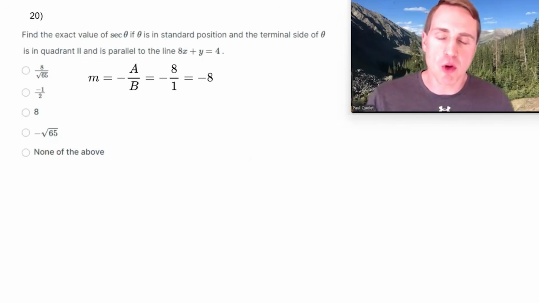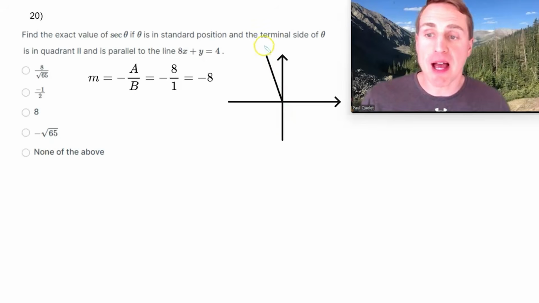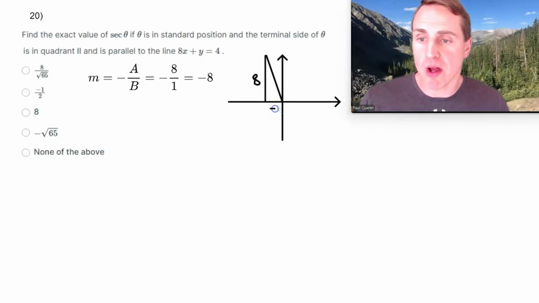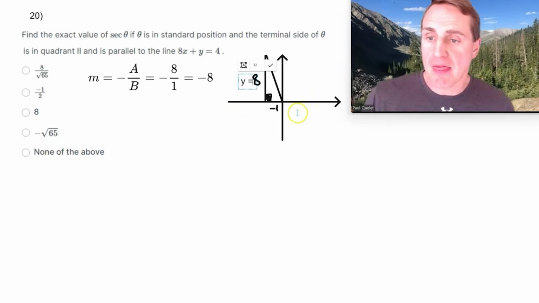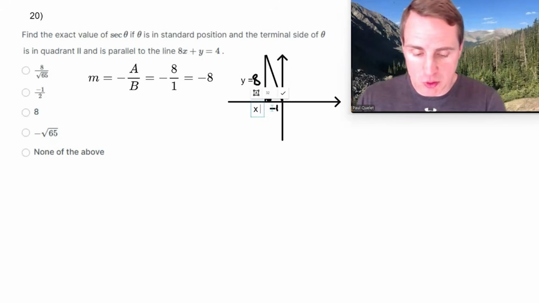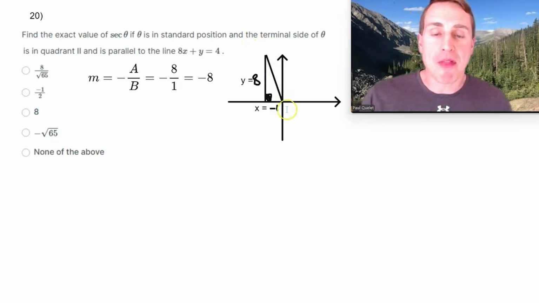So a line with a slope of negative 8 is going to be in quadrant 2 going through the origin, and we know its slope is going to be negative 8. So it's going to be highly sloped like this. It's going to rise negative 8 and run 1. So in quadrant 2, you could imagine this opposite side is going to be 8, and this side right here is negative 1. So this is basically our right triangle. So y is equal to 8, and x is equal to negative 1.